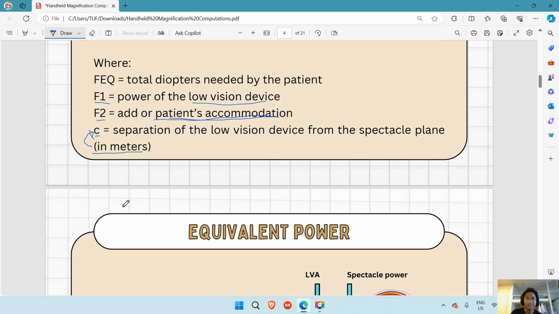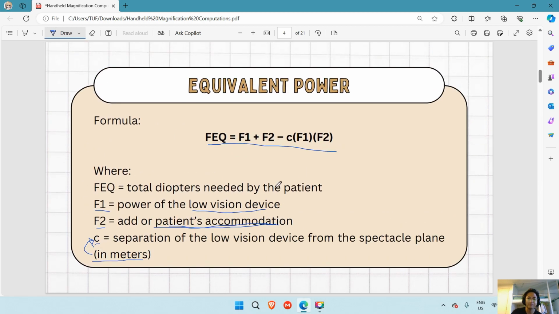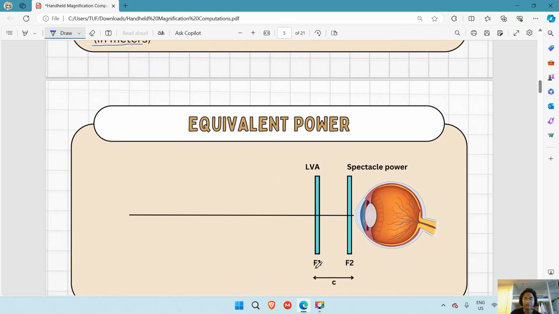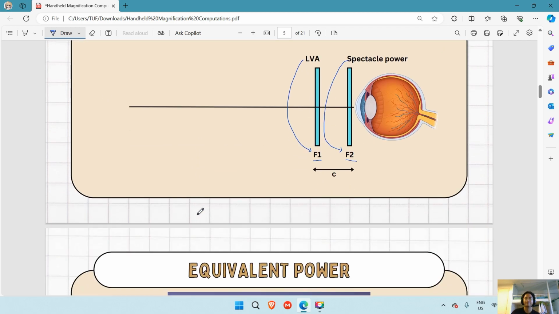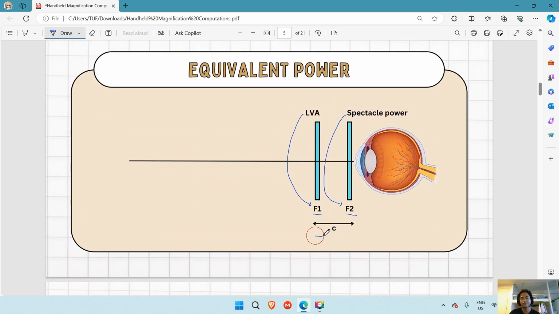And then to visualize our equation for the equivalent power, we have here our F1, which is the power provided by the low vision aid, and our F2, which is the power provided by our spectacle power, or it may be the accommodation of the patient or the add power. And here we have our C, which is the distance between the F1 or the low vision aid from the spectacle power or our F2.